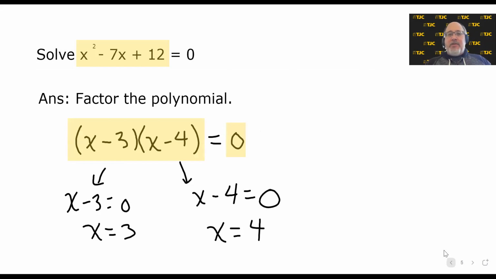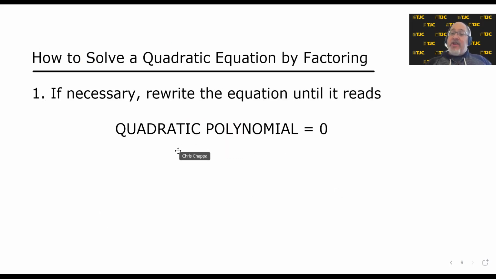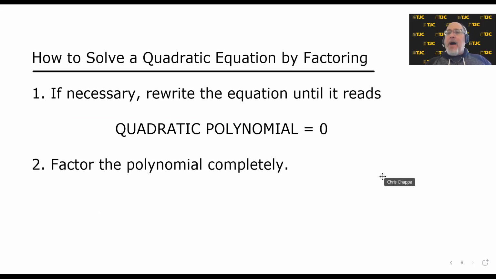Some equations will start that way. This example did. At the top, x squared minus 7x plus 12, that's a quadratic polynomial, and it's equal to 0. So this one was already done. In the next video, we'll look at some examples where it's not ready yet, and we have to do this first step. Didn't mean to show you all that. No harm, no foul. Step 2, factor the polynomial completely, meaning to rewrite it as a multiplication problem. The word completely is because later there will be problems that involve more than one step when factoring.